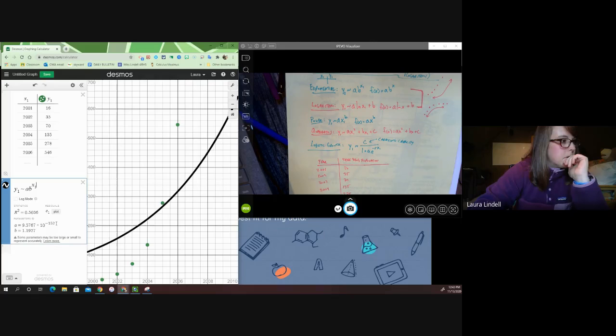Some parameters may be too large or too small to represent accurately. All right, well, this is not great data that I made up then. Whoops.